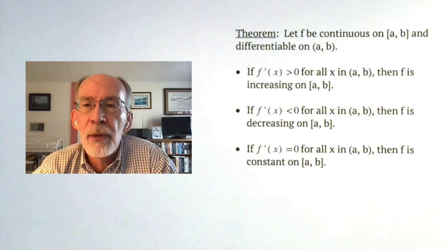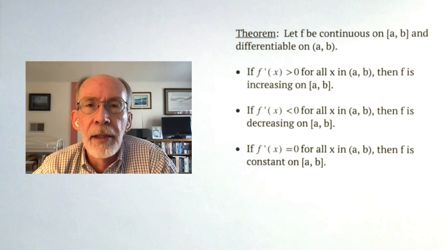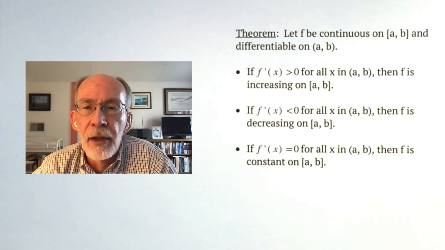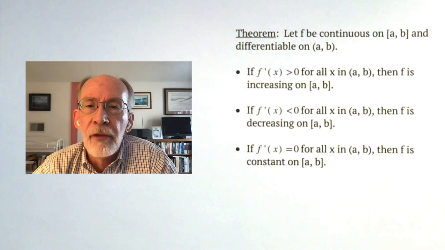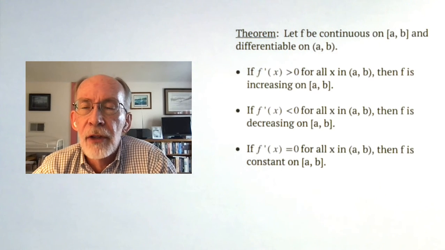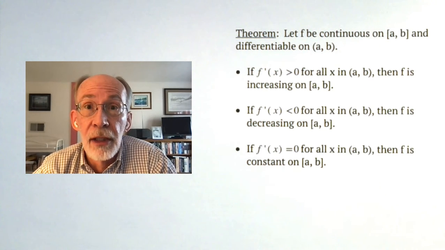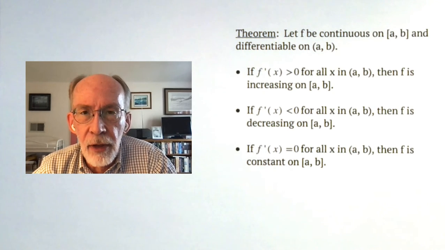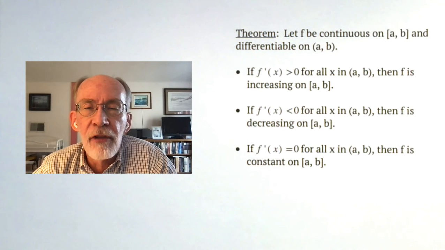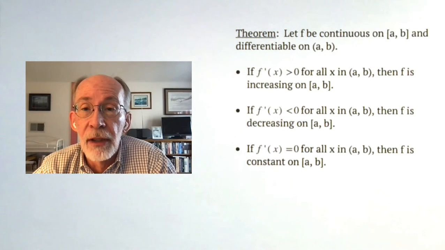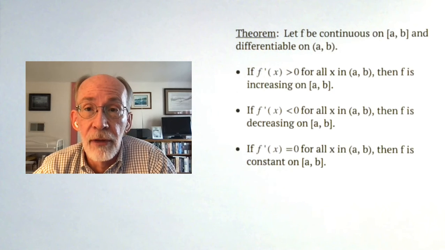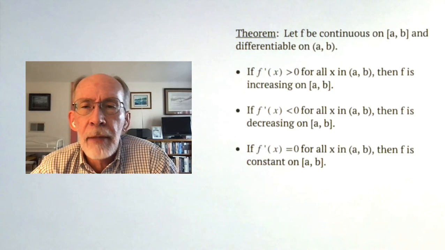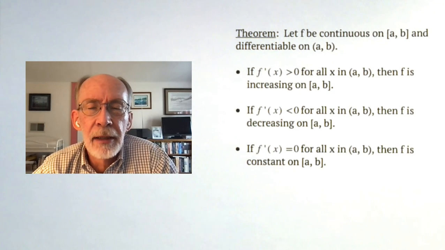If f is continuous on closed AB and differentiable on open AB, then the following things are true. If f prime is positive for all x in the open interval, then f is increasing on the closed interval. If f prime is negative for all x in the open interval, f is decreasing on the closed interval. And finally, if f prime is 0 for all x in the open interval, f is constant on the closed interval.